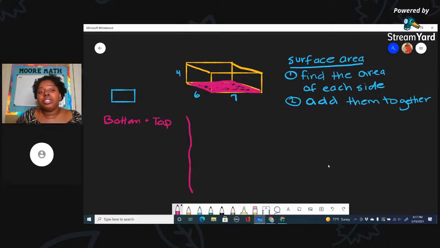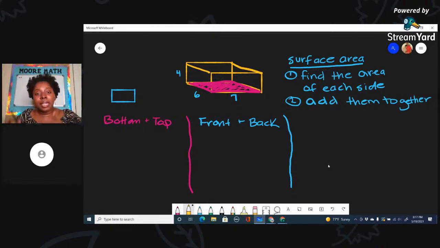So what I want you to start doing is organizing your paper, because as you saw, for surface area, there's so much to do. There's so many calculations that you have to do. So if you get used to organizing it, you won't leave out any numbers and you'll be able to do this no problem. Okay, so we have top and bottom, front and back. And what's the last thing? What did I miss? The sides. Yep. And then we have our two sides.